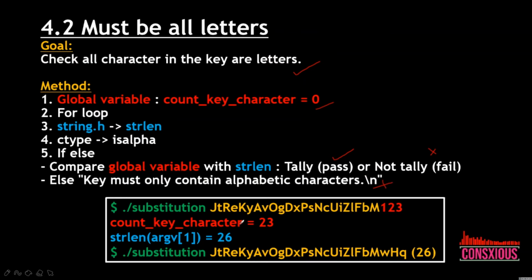So this is like a program here. If the user keys in a digit here, the global variable will not count these 3 characters here. So it means there are only 23, while the string length is 26. We can see it's not tally, which is a fail. So the program will print this statement.